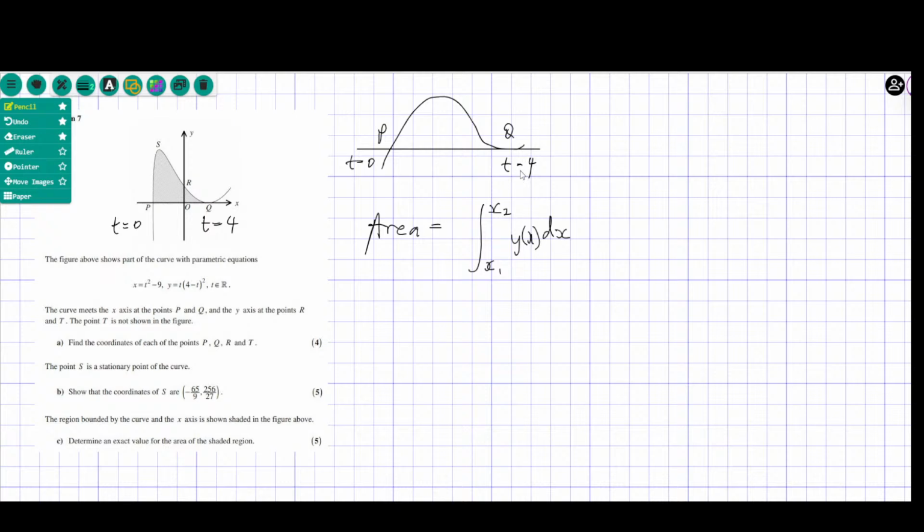We've got t values, and so it doesn't make sense to do it this way. For a start, our y function is not in terms of x, it's in terms of t. Therefore, this shouldn't be dx, it should be dt. You might like to remember the formula you can use, but I like to derive it each time.